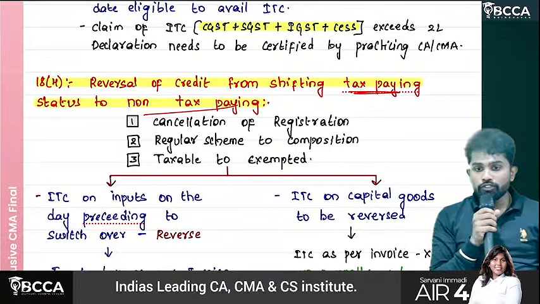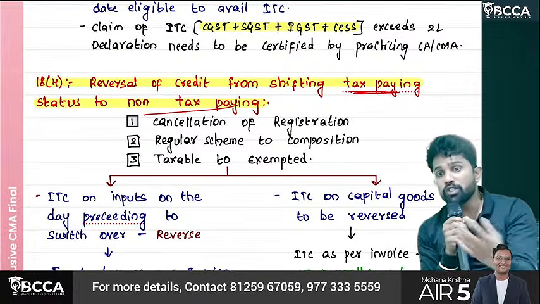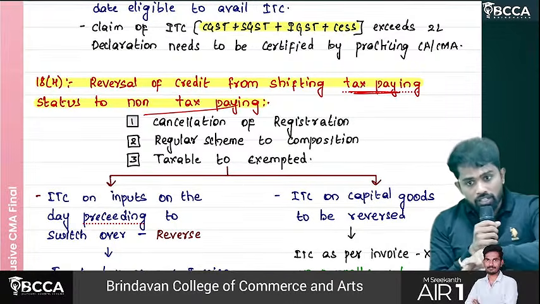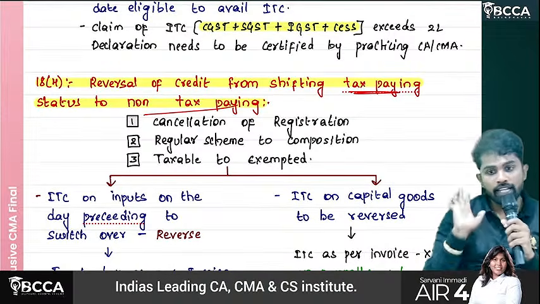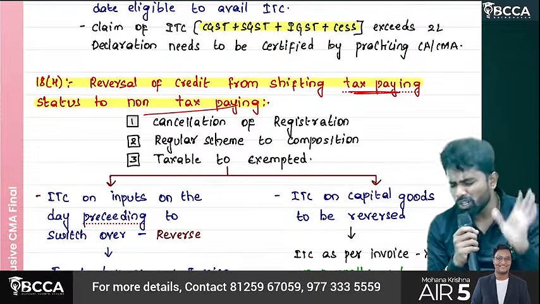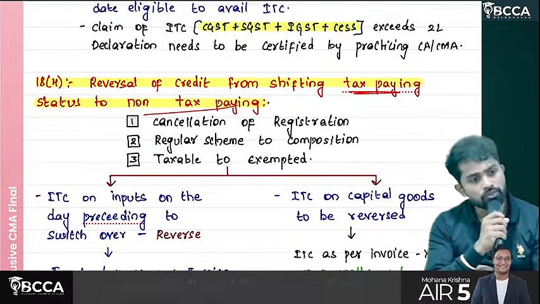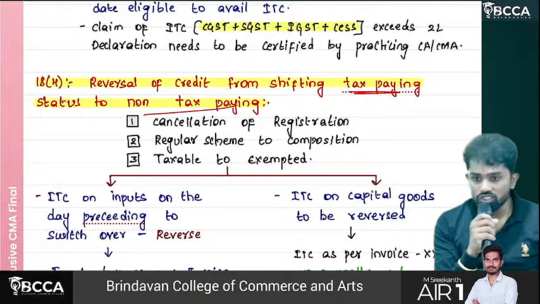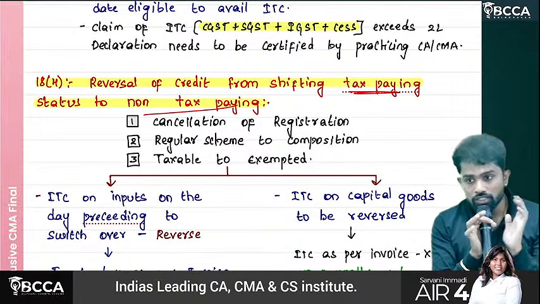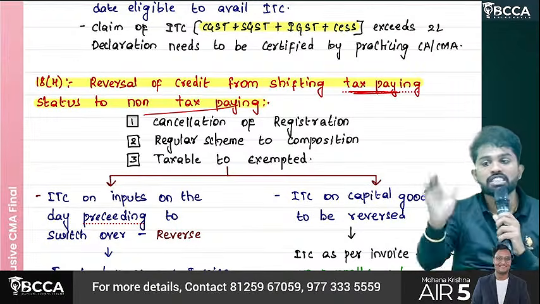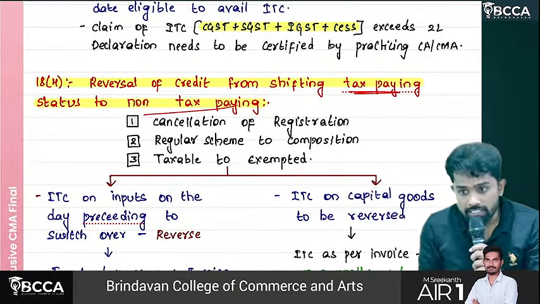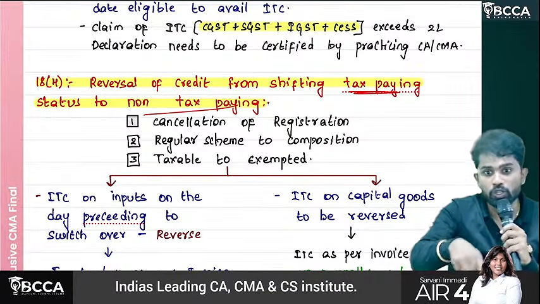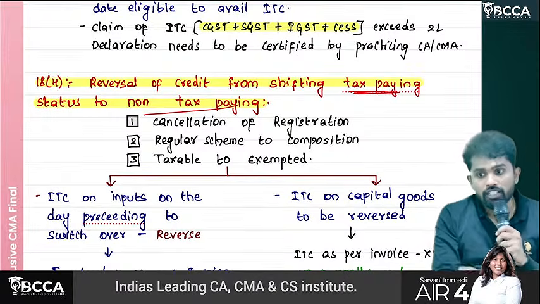When you are shifting from non-tax paying to tax paying, you are availing ITC. When you are reversing, understand the logic. You are already paying taxes, so you are a normal regular registered person. You will avail ITC on your stock and all. You have some closing stock today, but from tomorrow onwards your registration is being cancelled. That means you are no longer liable to pay tax. But you already availed ITC relevant to your closing stock also, right? So that part of ITC, what you have to do? You need to reverse.